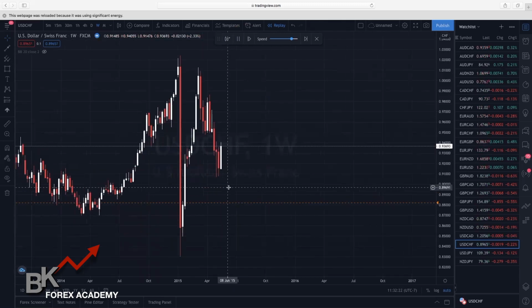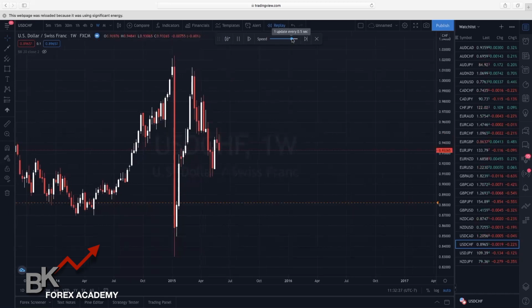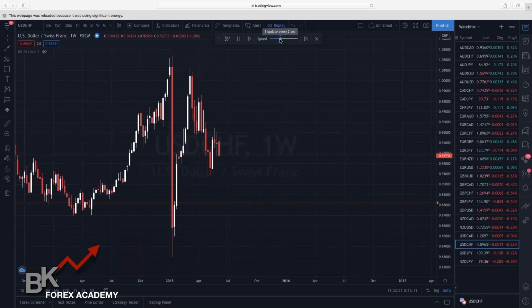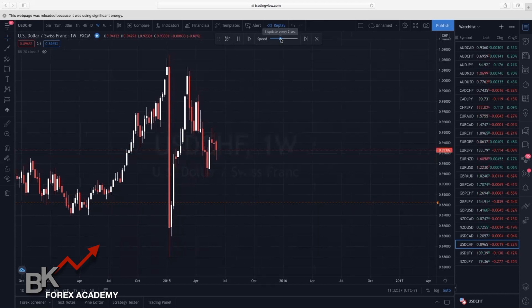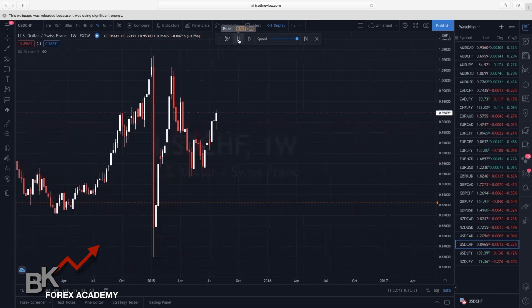And then you see it playing out as if you're back in 2015, right? And I can control the speed here. I can slow it down to update every 2 seconds, even though I'm on the weekly, but you get to see what happened back in time. I can speed it up, and it kind of jumps and moves faster.